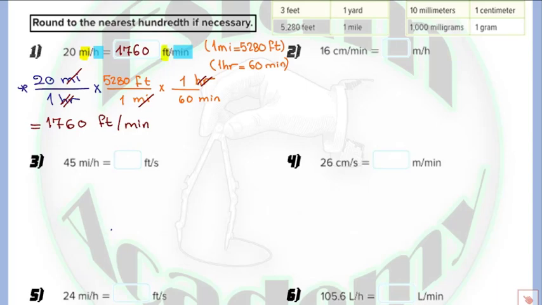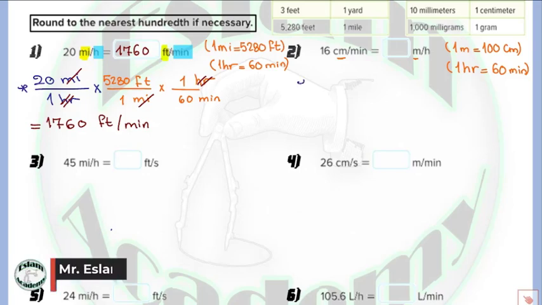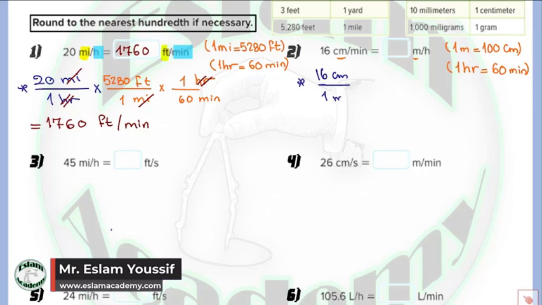Again in question number 2. We have 16 centimeter per minute is equal to how many meter per hour? Number 1. We need to change the centimeter to be meter. As we know that 1 meter is equal to 100 centimeters. And we have here the minute becomes hour. We know that 1 hour is equal to 60 minutes. So to solve the question, just write the rate. So the rate that we have is 16 centimeter per 1 minute.